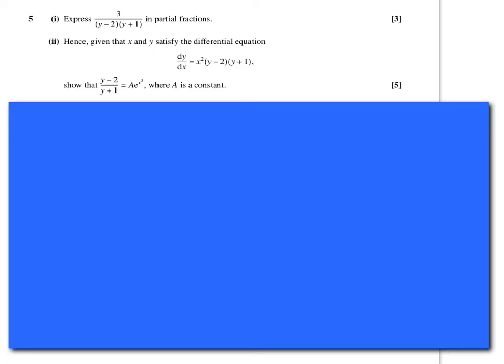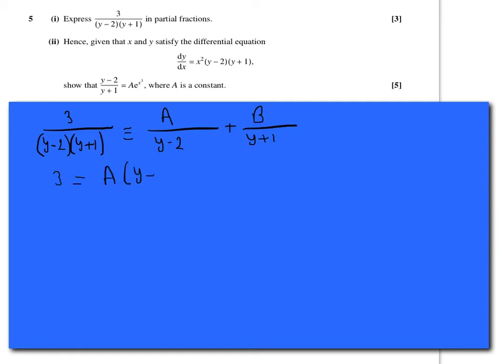Worked solutions. Using the method of partial fractions, we can see that the left hand side is equivalent to the right hand side. We do, however, need to find a and b. To do this, we set 3 as being equal to a times (y plus 1) plus b times (y minus 2).